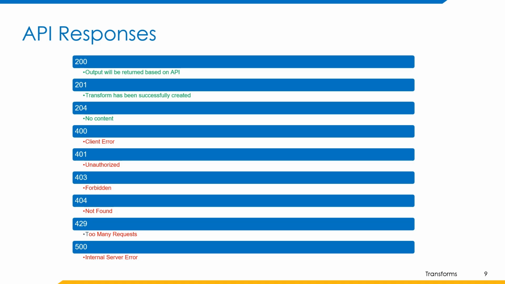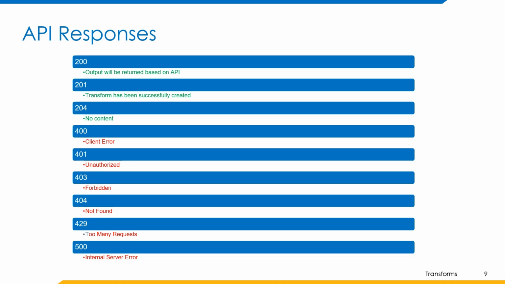400 indicates a client error, which means the requested body is invalid. 401 indicates unauthorized, which means there is no authorization header or the JWT token is expired. 403 indicates forbidden, which means the user you are running as doesn't have access to this endpoint. 404 indicates not found, which means the requested URL refers to a resource or object that doesn't exist. We usually get this response code when we try to retrieve, delete or update a transform by providing an invalid ID.